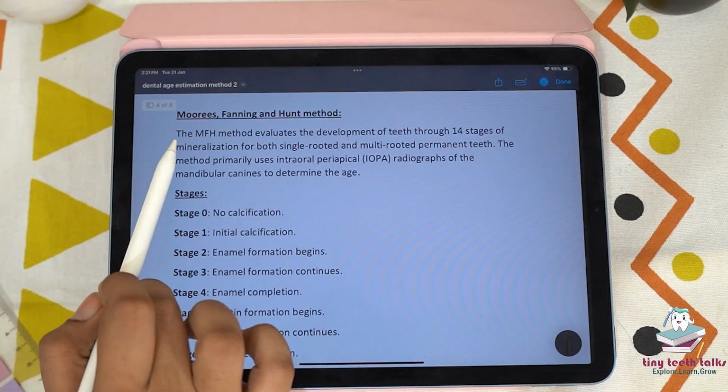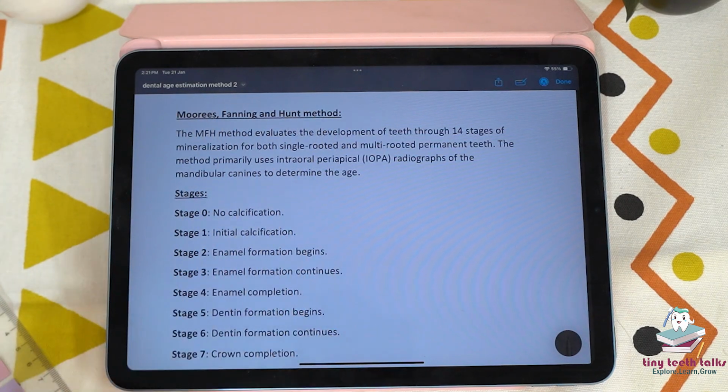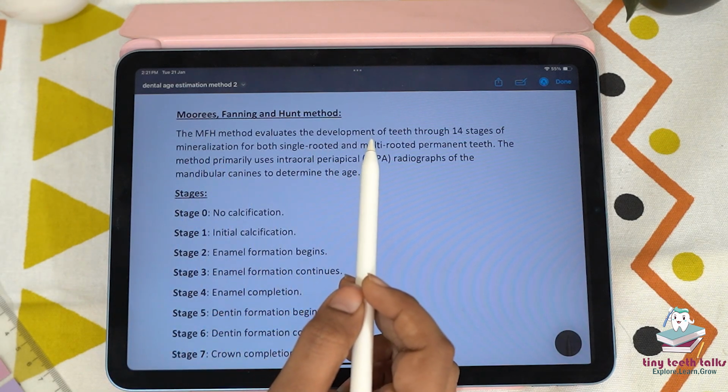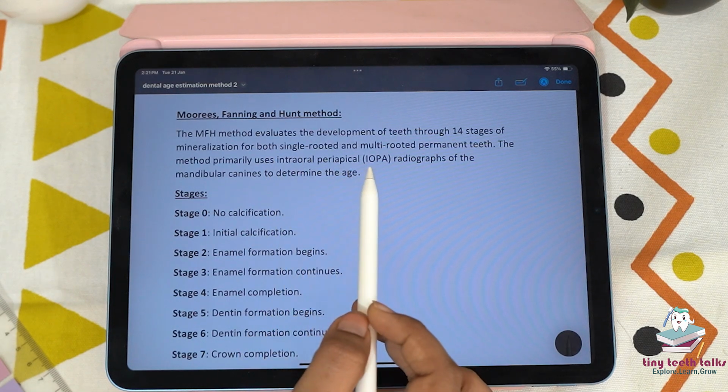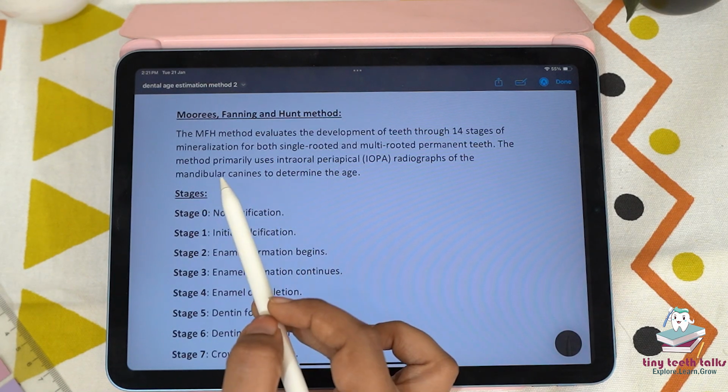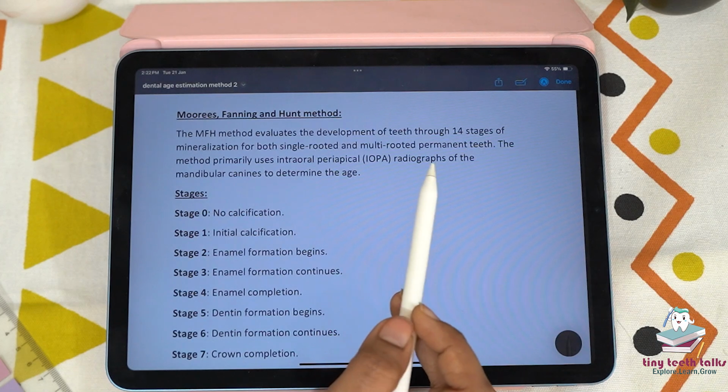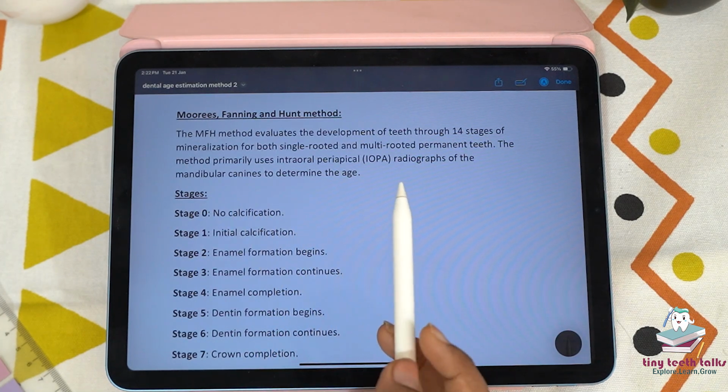The third is the Morris, Fanning and Hunt method. It is also known as the MFH method. The MFH method evaluates the development of the teeth through 14 stages of mineralization for both single-rooted and multi-rooted permanent teeth. The method primarily uses an intraoral periapical radiograph of the mandibular canine to determine the age.